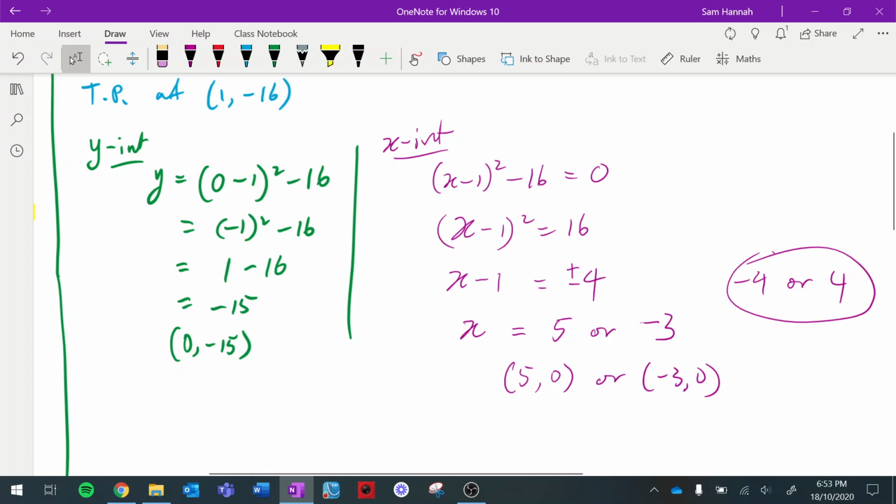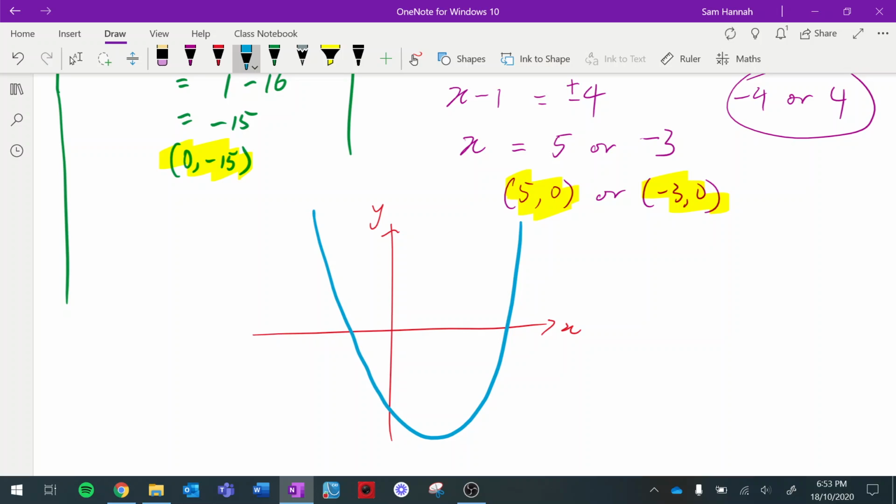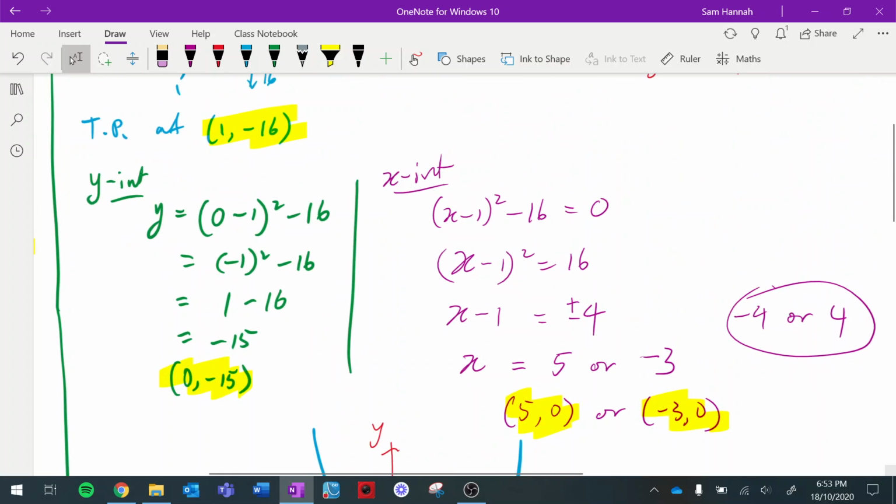So we've got our key values now. We've got our turning point up here. We've got our y-intercept. We've got our x-intercepts. And so we can now sketch our graph with all of that information on it, which will look a bit like this, x, y. Here comes the graph. So that's 5, 0, minus 3, 0. Y-intercept is minus 15. And the turning point, the thing that we found first, was 1, minus 16, which was just up here, 1, minus 16.